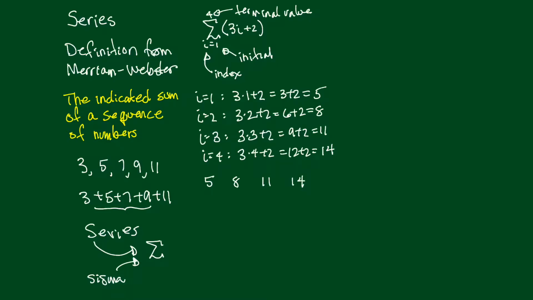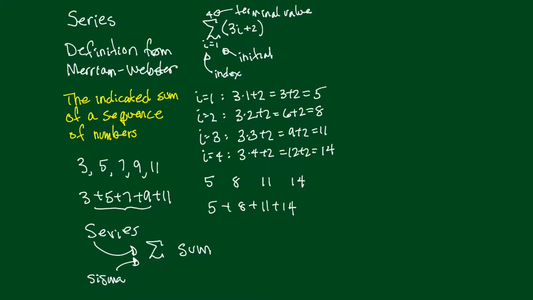But what's happening is that we want to sum. This sigma is the first letter of the word series, but it's also the first letter in the word sum. So what I want to do is find the sum of these terms, and that's what this definition is. It's the indicated sum. There's the indication. This indicates take the sum of these terms. So what I would write then is this: 5 plus 8 plus 11 plus 14.